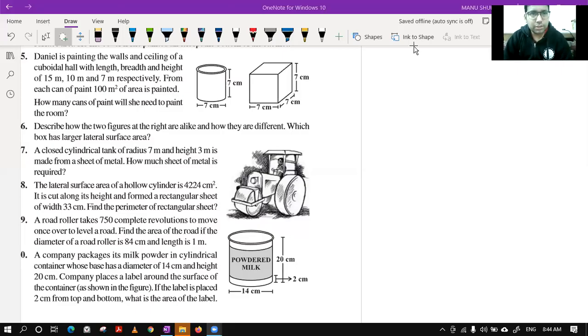Good morning, everyone. In the last class, we saw the first five questions of this exercise. Now, let's continue the discussion.